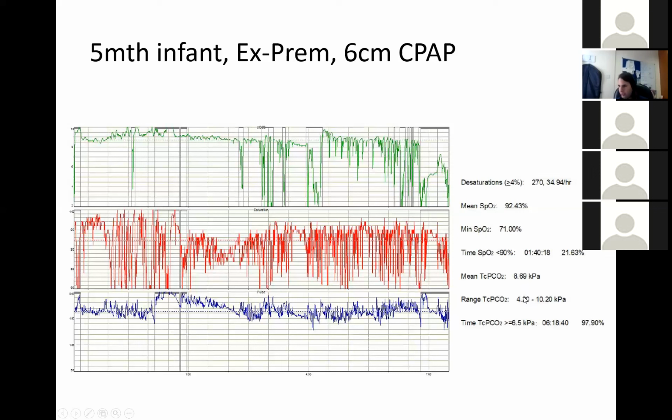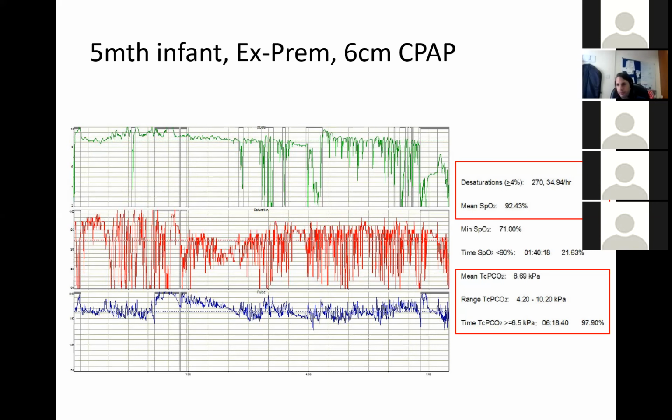And the CO2 is also very high, and the range is high, and the amount above 6.5, which is very important, is very high, 98% of the time. So clearly, this child is not doing very well on the CPAP. So, they're still quite young. 6 centimeters isn't a small amount for a child this old, but clearly we're not winning. And if we don't do something about this, the child's not going to have a consolidated sleep.